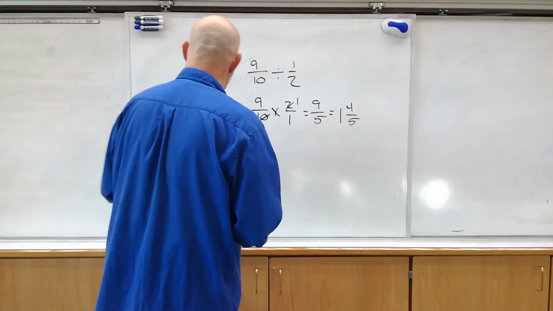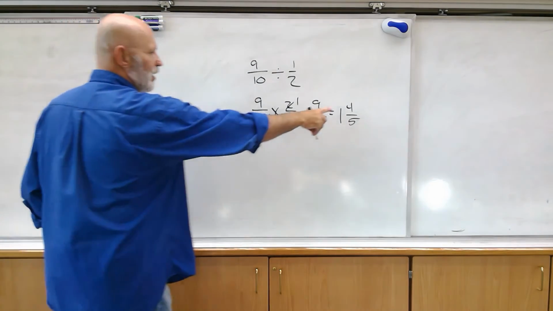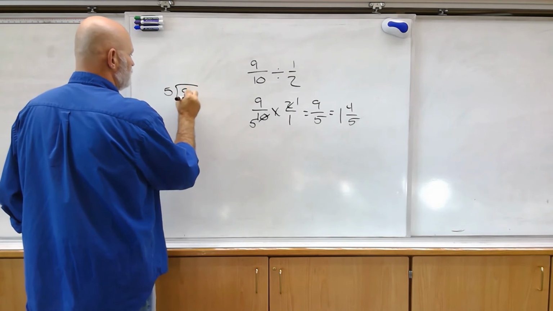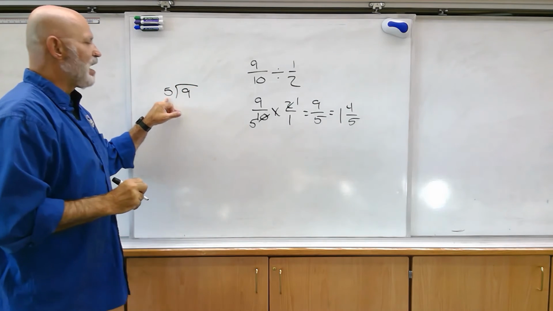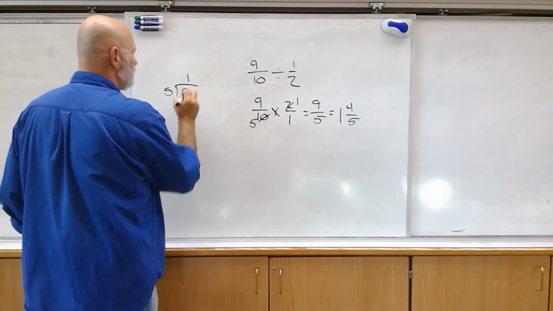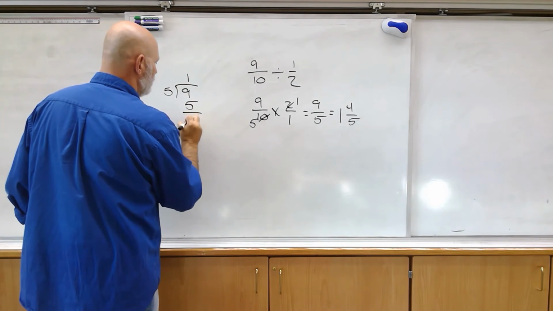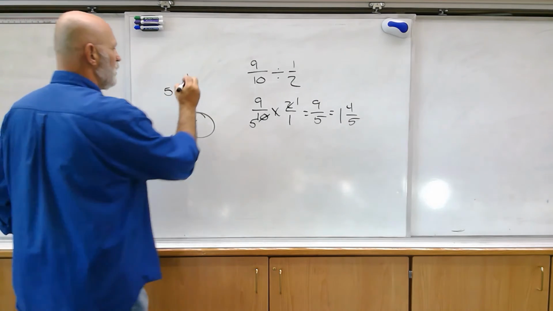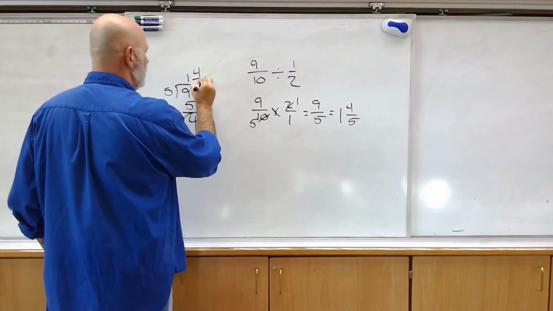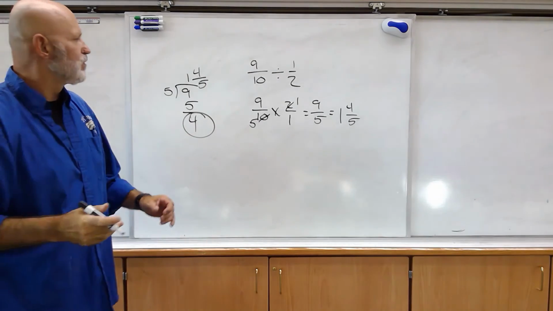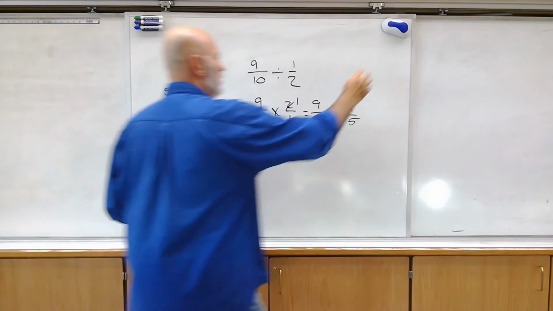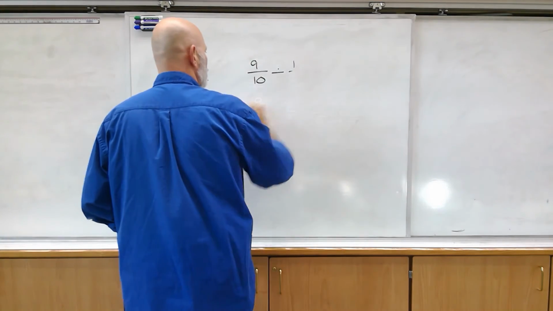Now, if you're not sure how I got this here, all I have to do is, if I do it like this, 5 goes into 9 one time, 5, 4. Now my remainder is going to go over my divisor. So 4 goes over 5, and I end up with 1 4/5.